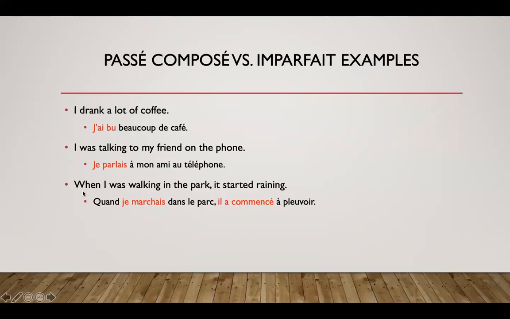The third example is "when I was walking in the park, it started raining." So in French, you have quand je marchais dans le parc, il a commencé à pleuvoir. In this example, you have two conjugations. The first one, "when I was walking in the park," is the imparfait for the same reason as number two, with the "was." The second part of this sentence, "it started raining," il a commencé à pleuvoir, is an action that has already been completed. It was a one-time thing because it can't start raining multiple times.